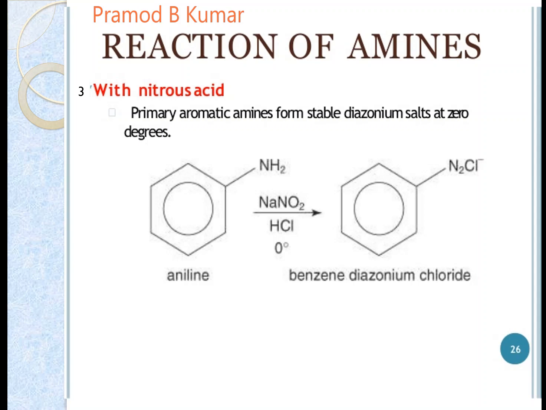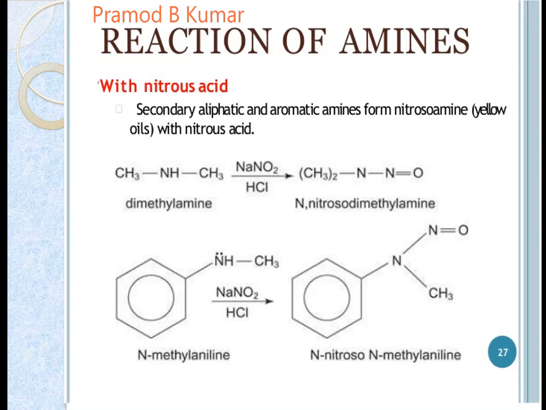So when you treat it with NaNO2 and HCl at 0 degrees Celsius, nitrous acid is formed, and that gives your benzenediazonium salt. So look carefully at this reaction. When primary amines are treated with NaNO2, sodium nitrite, along with HCl at 0 degrees Celsius, the temperature is very important. When it is treated with NaNO2 and HCl at 0 degrees Celsius, you get a benzenediazonium salt.